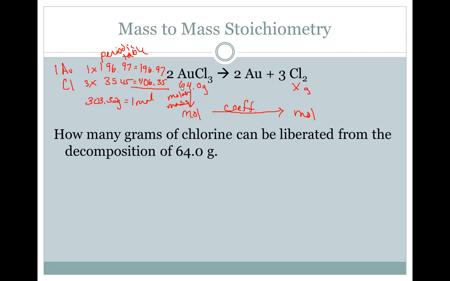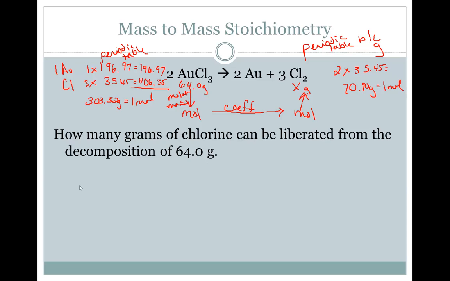Now we're in moles, and we go from moles of one to moles of another using coefficients. The question is actually asking about the mass of chlorine. So that means, once again, we need to use the periodic table because it's asking for grams. So 2 times 35.45 is equal to 70.90 grams is equal to 1 mole.